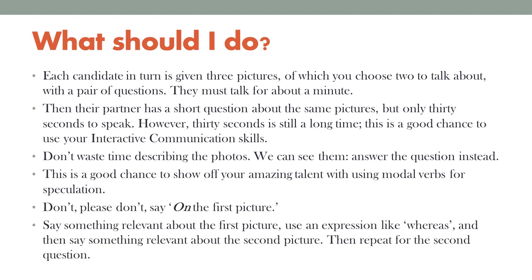So if you're not sure really what to do, you have 2 questions. For each one, say something relevant about the first picture, then say "whereas," and then say something about the second picture. Do this for both questions and you will at least finish the task. Now there is no mark that is given for task completion. If you don't finish, it doesn't really matter a lot as long as what you said was heading in the right direction and showed a good level of English.